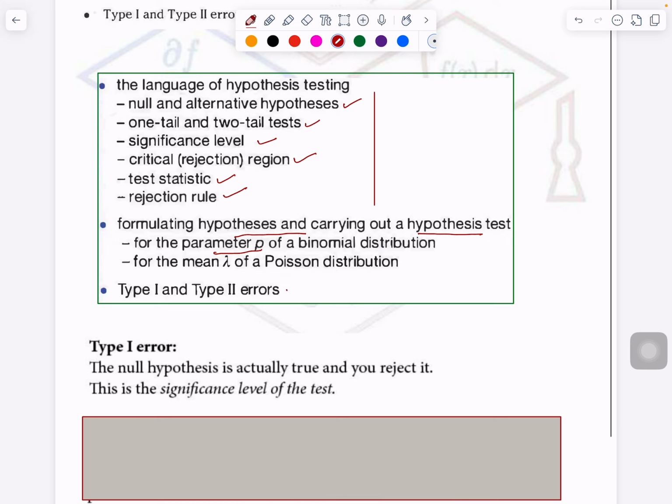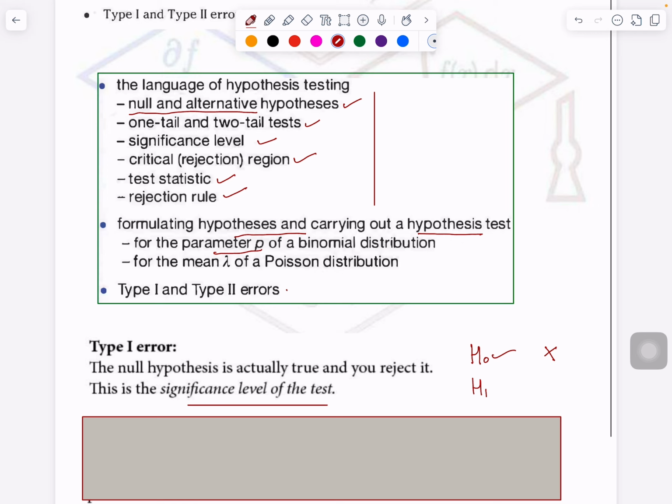So now we are talking about type 1 and type 2 error. What is it? So null hypothesis, because I said you will study what is null and alternative hypothesis. In hypothesis testing, null hypothesis is represented by H0 and alternative hypothesis is represented by H1 in most of the books. So now type 1 error, the null hypothesis is actually true and you reject it. So this is actually true, but you are rejecting it after the test. It is just like in a laboratory that actually what you say is right, but the test says no, it is not right, so you reject it. This is the significance level of the test.